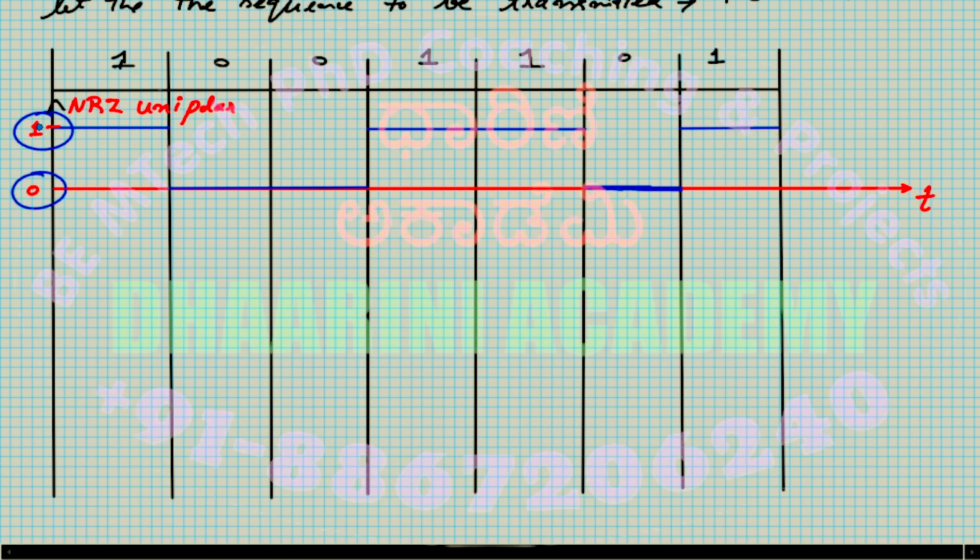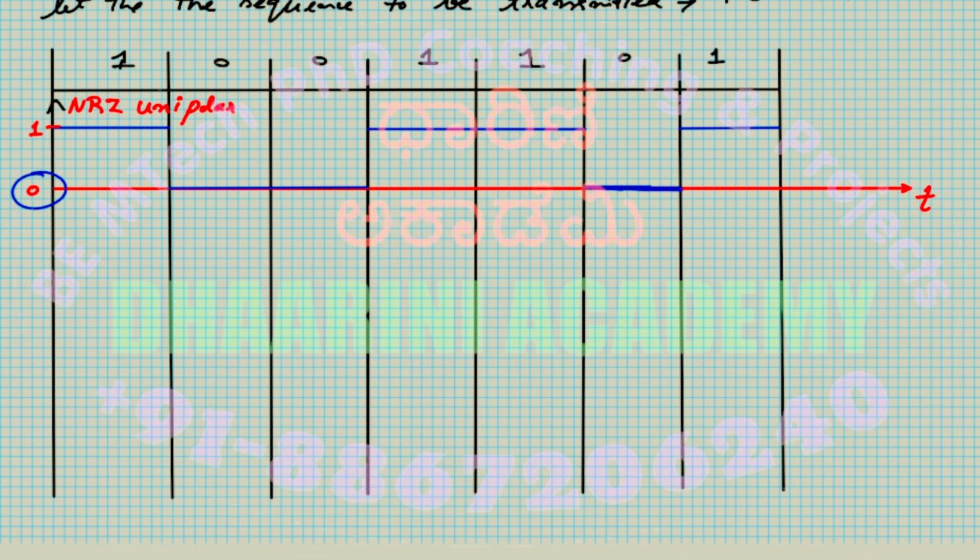Polarity is high, only one polarity. Okay, that also indicates that there are some waveforms, pulse shapes, wherein you can have two or more polarities, right? That's what is the indication. Fine, this is the simplest one.